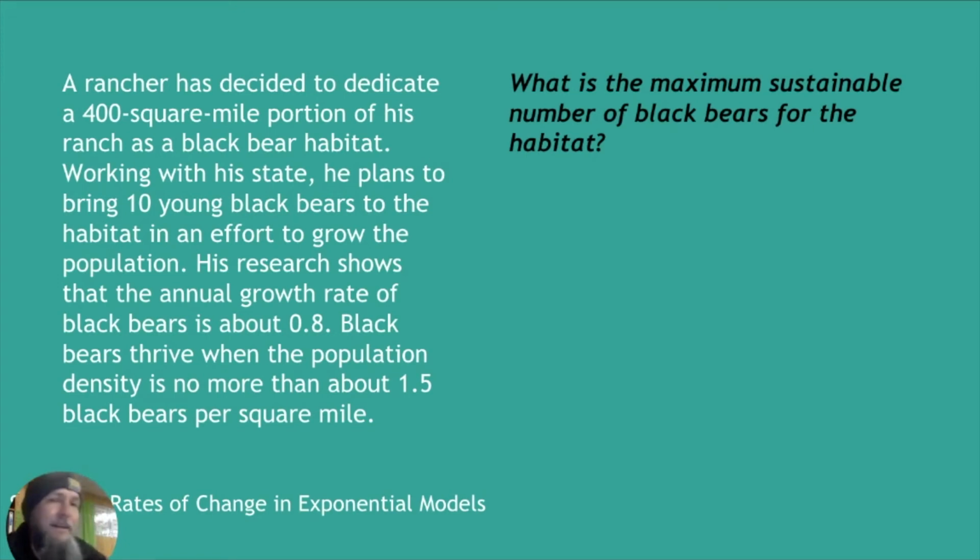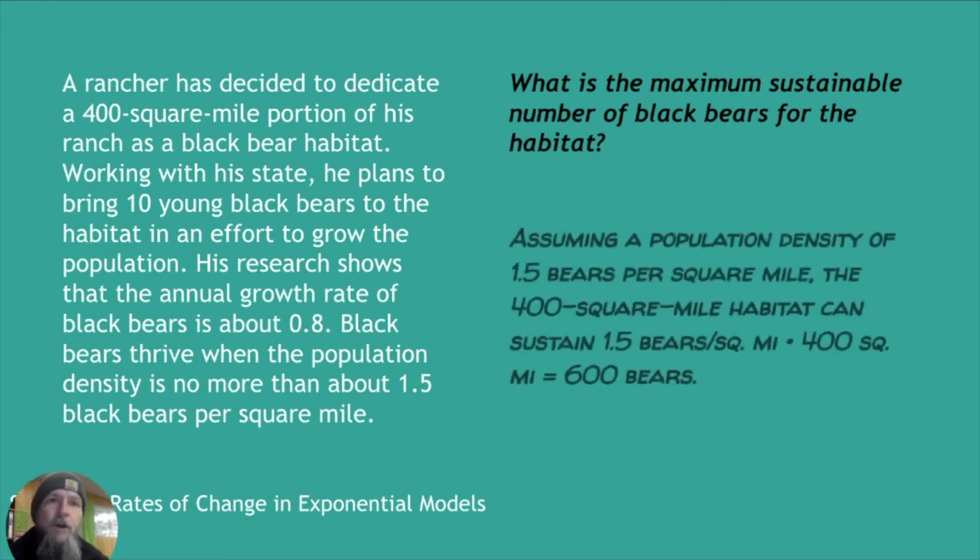So that density of the bears thriving is going to be a limiting factor. So as long as we have 1.5 black bears per square mile in that 400 square mile portion, we know exactly how many bears will fit in there. And so assuming a population density of 1.5 bears per square mile, the 400 square mile habitat can sustain 1.5 bears per square mile times 400 square miles. So that is 600 bears. It can sustain 600 bears that will thrive. After that, there'll be so much competition, we'll lose bears and we'll go back to 600 bears.